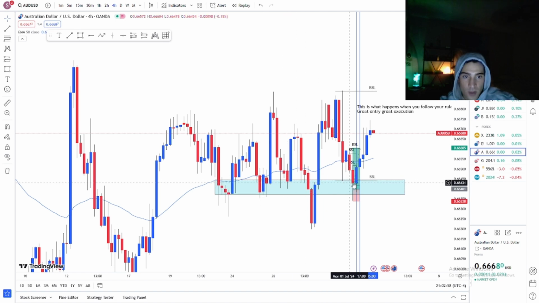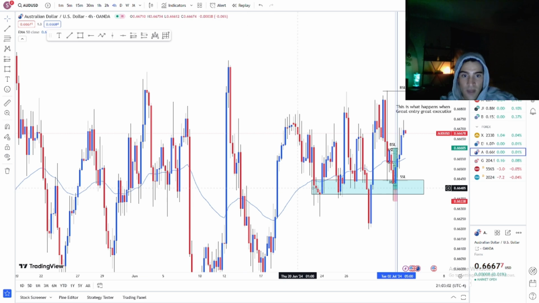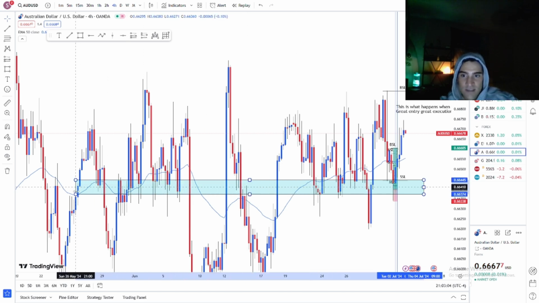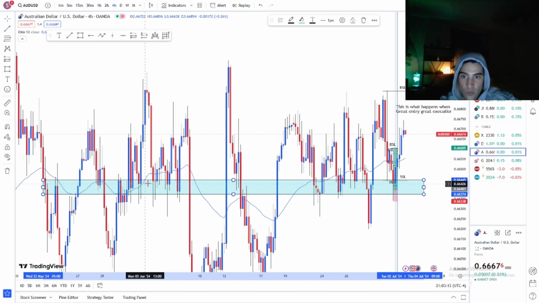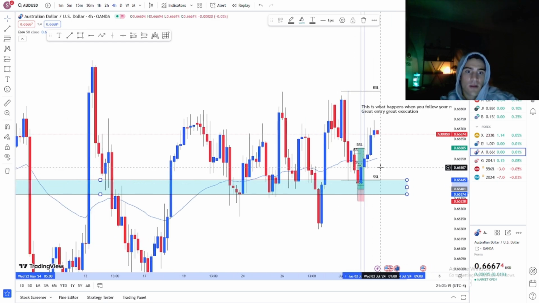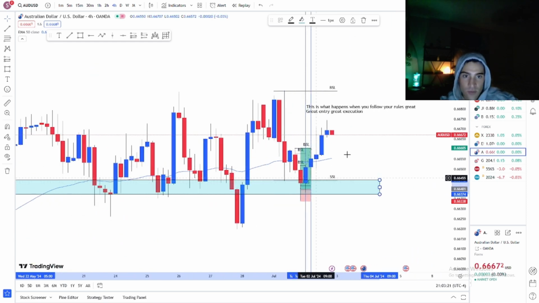1, 2, 3, 4. That's 4 touches. That's obviously a strong support. And look at that, if I slide this over, there's more. 1, 2, 3, 4, 5, 6. That's using it as resistance. Support, support, support, support, support. Resistance, support, support, support, support. So naturally, when we come down to that zone, we're going to want to go up.